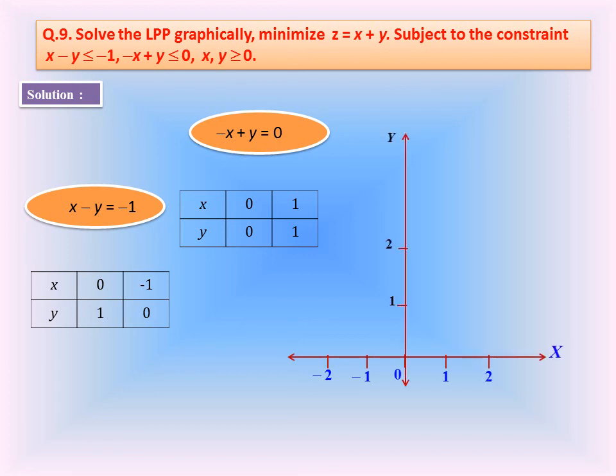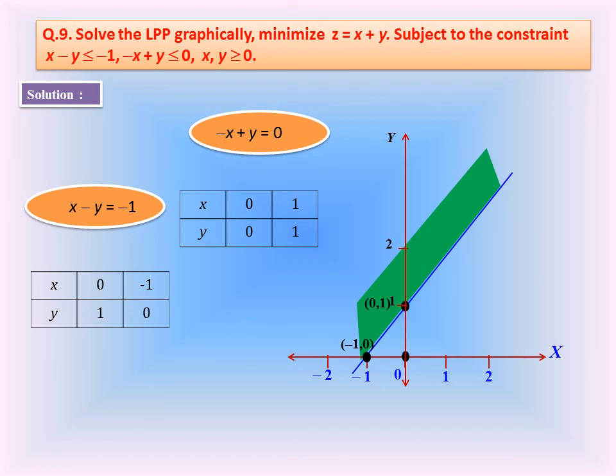Consider the xy plane. First point is (0, 1), next point is (minus 1, 0). Joining these 2 points and observing the first inequality, x minus y less than or equal to minus 1. Substituting x equal to 0, y equal to 0, we get 0 less than or equal to minus 1, which is a false result, hence shading away from the origin.